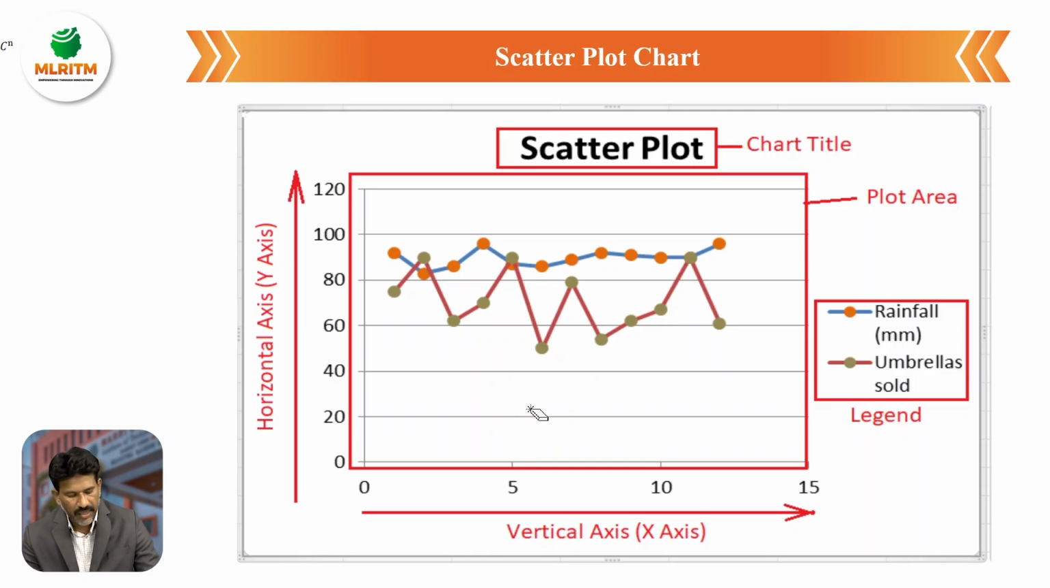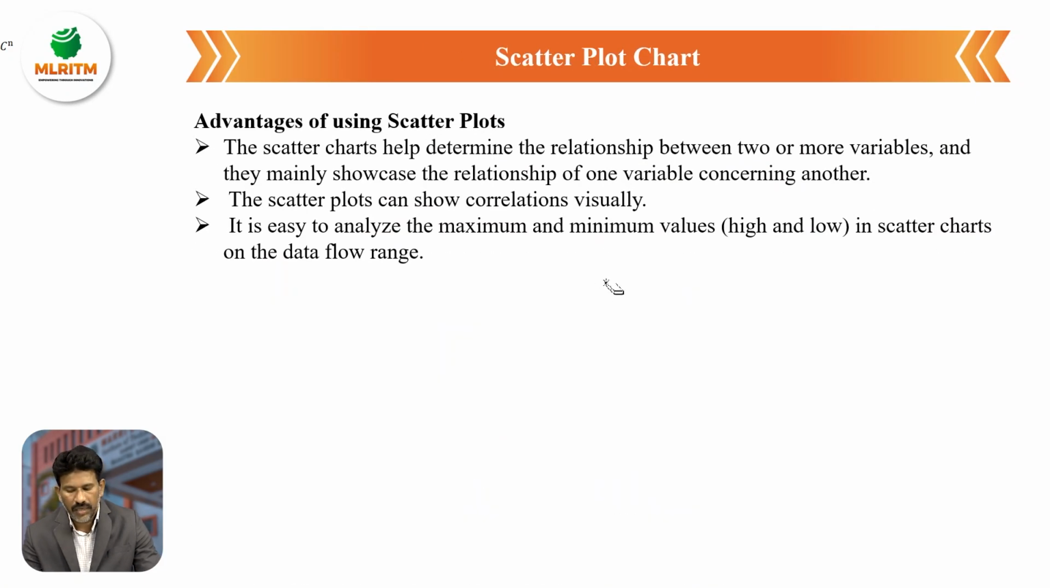It can be easily described and easily analyzed. If the maximum values are there, they can be easily analyzed. If the minimum values are there, they can be easily analyzed. The maximum values are the high values; in the scatter plot we can verify whether the data flow range is crossed or not. The minimum values are the low values; we can see whether the data flow is reduced or not. So it observes these 2 points, and these 3 are the advantages.